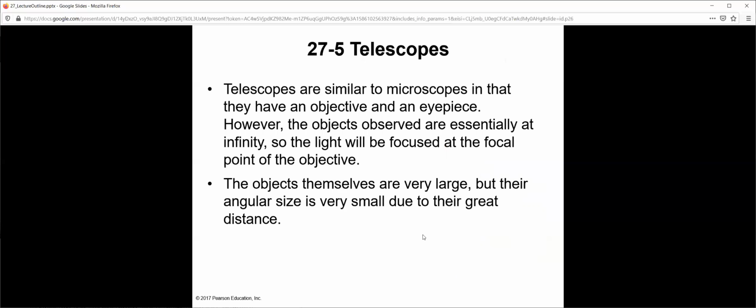So we talked about microscopes, which zoom in on something really small. Telescopes, similar to microscopes, have an objective and an eyepiece lens. However, the objects observed are essentially at infinity away, very far, right? So the light will be focused at the focal point instead of the near point of the objective. The objects themselves tend to be very large, but their angular size is very small due to great distance. So it is, in one argument, the same conversation, and in another argument, a completely different conversation.